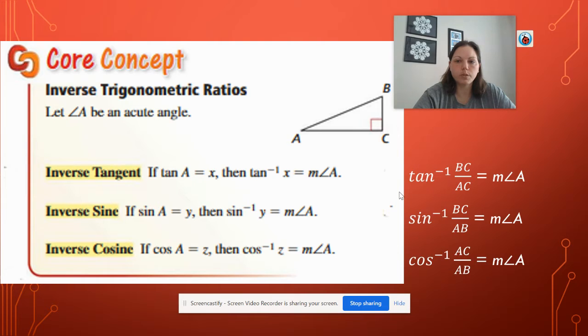And if you remember our tangent, sine, and cosine from the previous lesson, we used the side lengths over here. So we would use tan inverse of BC over AC, which is our opposite over hypotenuse, equals the measure of angle A. Okay, so that's another way to write it.